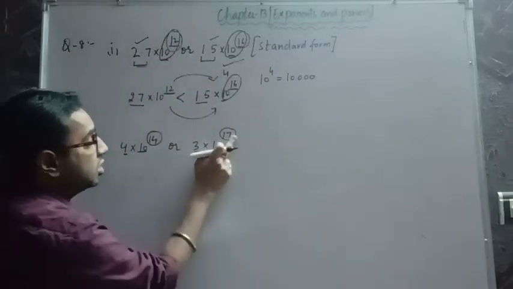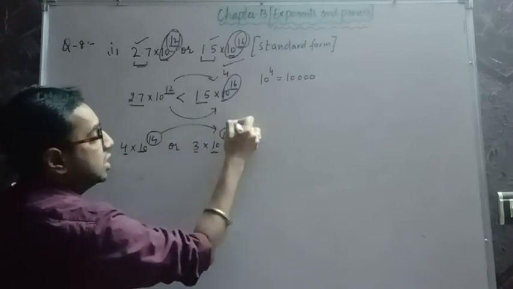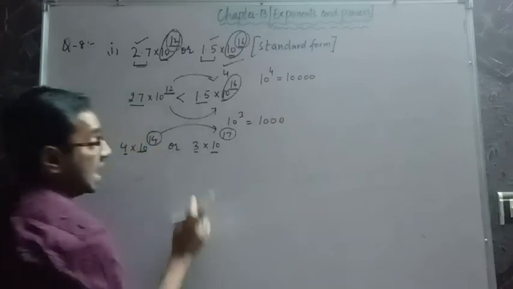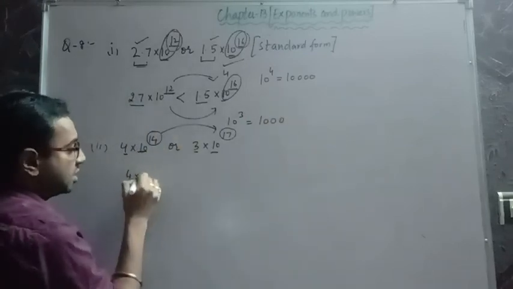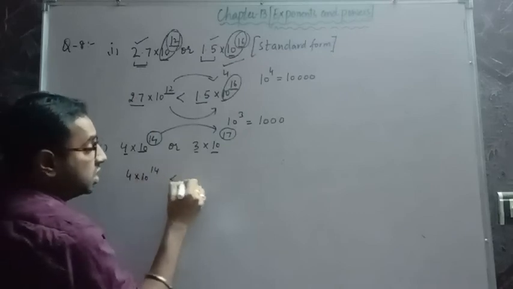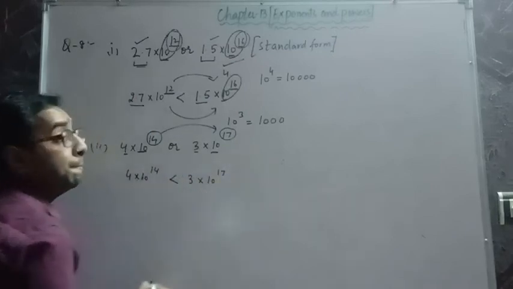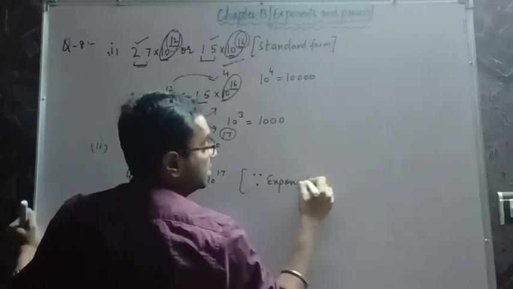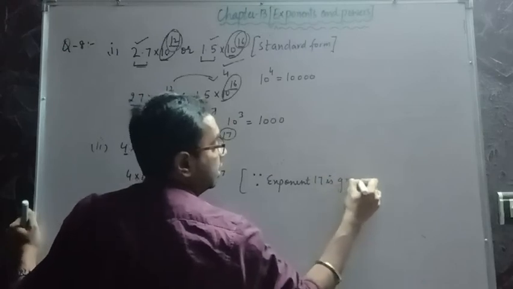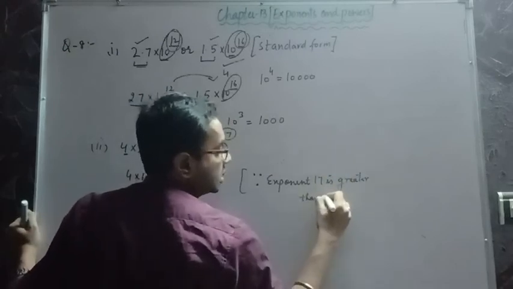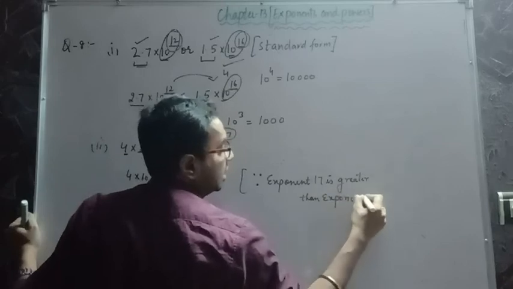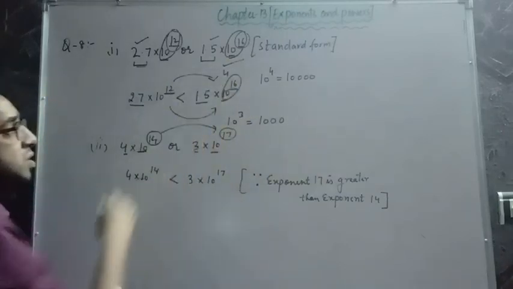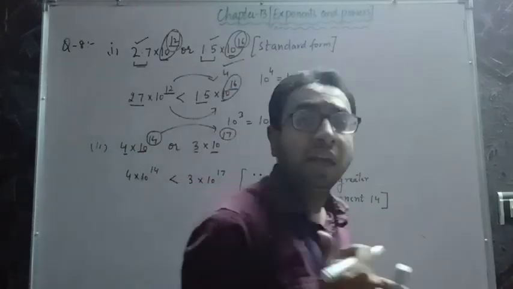10 raised to power 14, 10 raised to power 17. What is the difference? 10 raised to power 3 difference is there, yes or no? So a difference of thousands. Hence, which is bigger? As compared to 4 into 10 raised to power 14, 3 into 10 raised to power 17 is bigger because here we have the bigger exponent. So you can write the reason: exponent 17 is greater than exponent 14. Here also you can write the same reason: exponent 16 is greater than exponent 12.